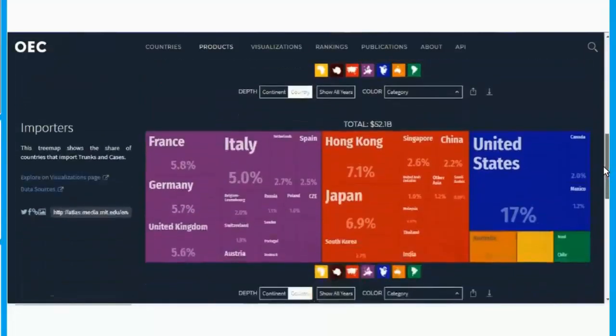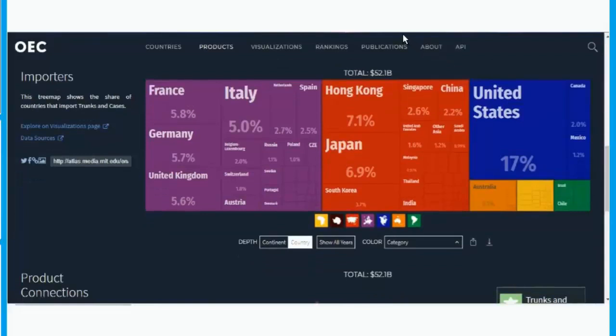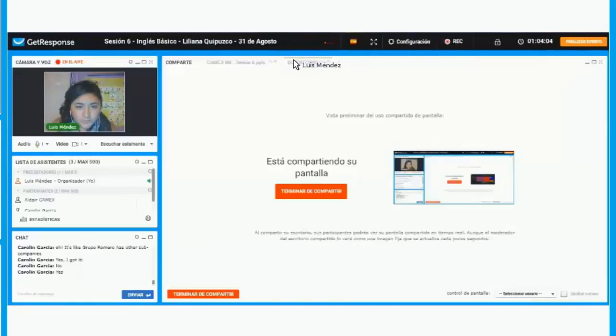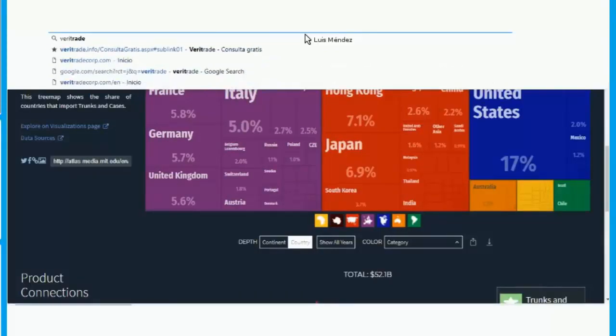So maybe if we're going to sell those products, we can use this, and we can see that the top importer is the United States, then Hong Kong and Japan. So if we're going to sell, we know that we have a better chance of selling those products to the United States, Hong Kong, and Japan. It is a really nice web page to look for information in order to do business intelligence.